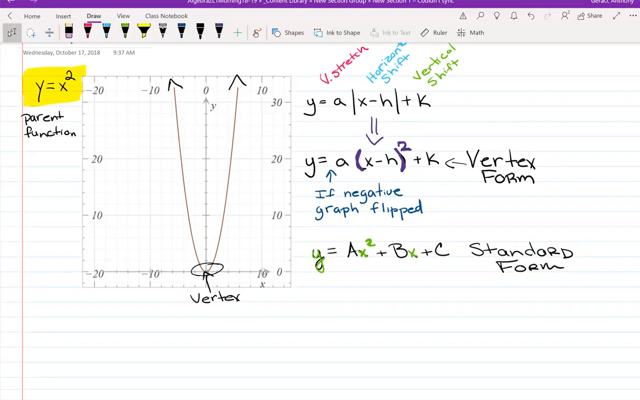Now, we're going to work on going back and forth between these forms. Each form tells us something different. We can find out different pieces of information that can help us graph this and help us find critical points that can tell us information in word problems.